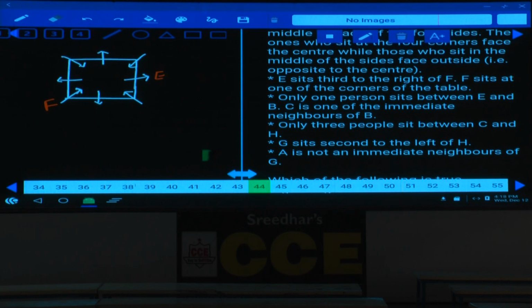F sits at one of the corners of the table, and only one person between E and B. Only one person between E and B means, so how many possibilities do we have? B can be either at this place, then one more possibility is there. Now in this one more possibility, 8 persons, 1, 2, 3, 4, 5, 6, 7, 8. Now the persons at the corners are facing the center and the centers are away from the center. Then the first information we have taken F at this place. If F is here and E sits to the right of F, then one person between E and B can be here. Whether this B is to the left hand side of E or to the right hand side of E. Only one person between E and B.